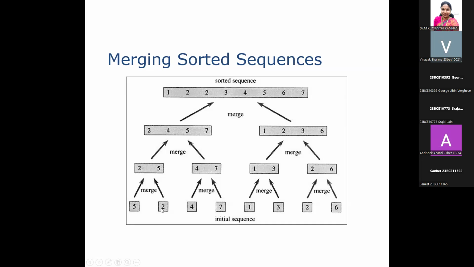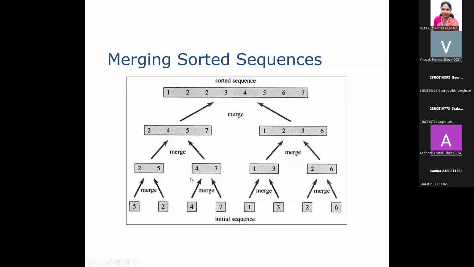So we are merging these two, and then the comparison is made. 5 is greater, 2 is smaller, so the smaller comes first and the bigger number goes second. So this smallest part is sorted. Then we are taking the next two numbers. This part is already sorted. We are taking the next two numbers, 4 and 7. We need to merge, then compare and sort.